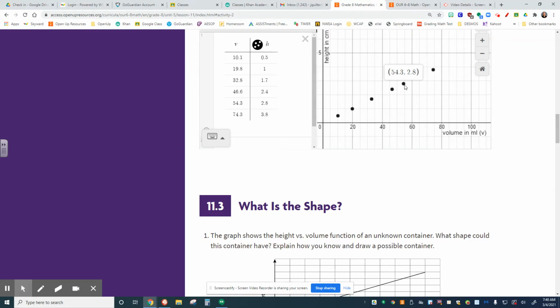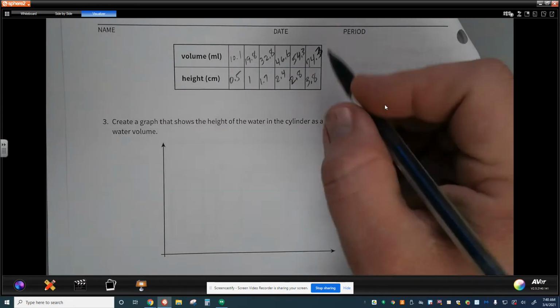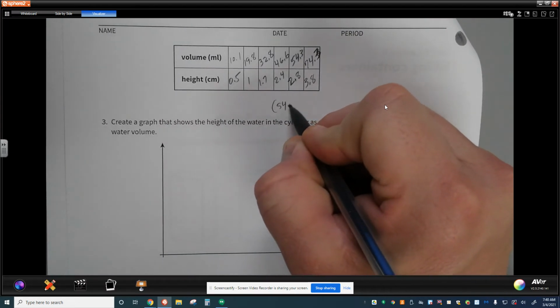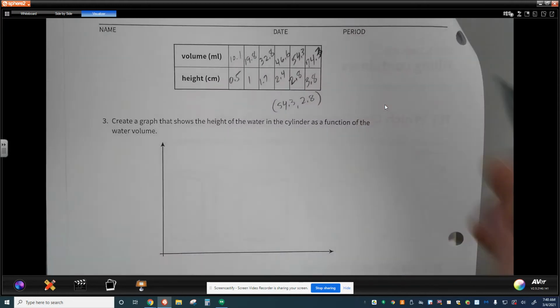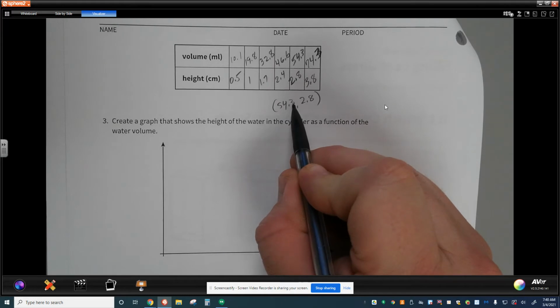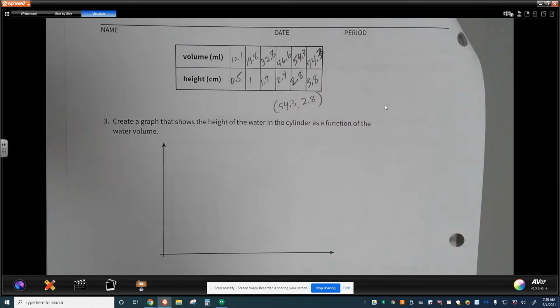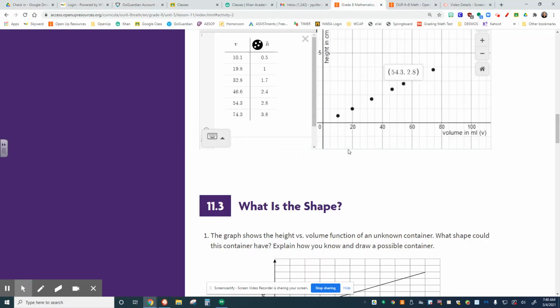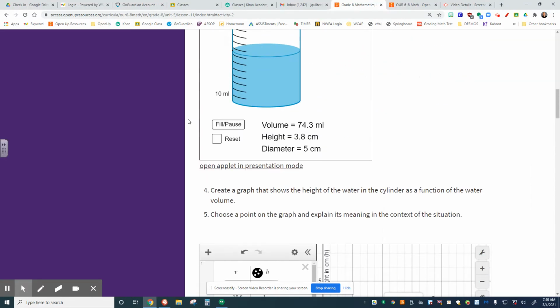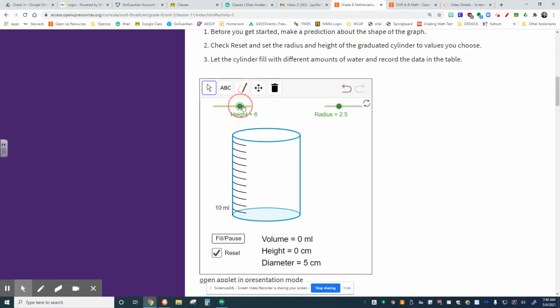If I chose this point right here, 54 and 3/10, and then 2 and 8/10, and I go back and look here at my table, what does it actually mean? Well, that ordered pair of 54 and 3/10 and 2 and 8/10 means that at a volume of 54 and 3/10 milliliters, the height in my cylinder is 2 and 8/10 centimeters. Now, what you can do with this is you can actually go back and play with it. You can reset this value, and then you can change the height of the figure, and look what happens.